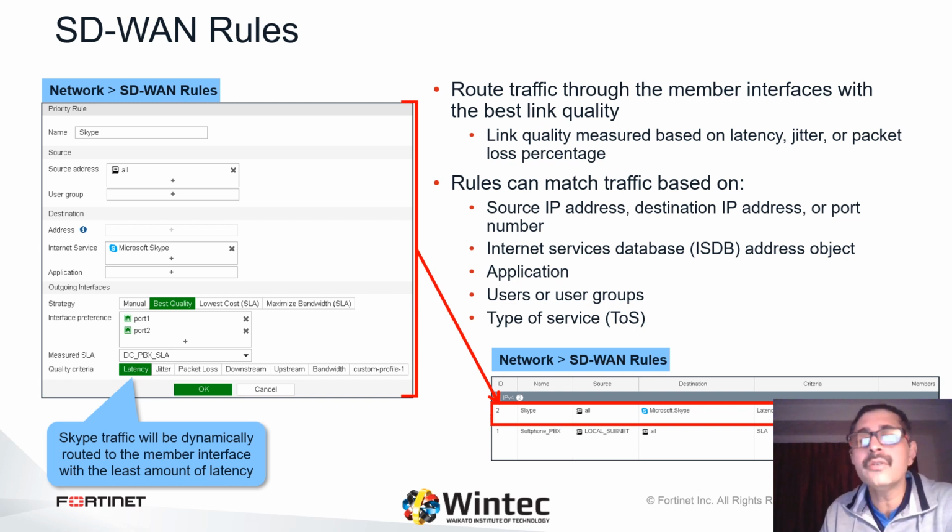You can use the following parameters, and I'd like you to make a note of that, although it's mentioned here, to match the traffic. First, source IP address, destination IP address, or the port number. ISDB address objects as destinations, firewall applications as destinations, user or user groups, and the type of service. SD-WAN rules offer great flexibility when matching traffic.